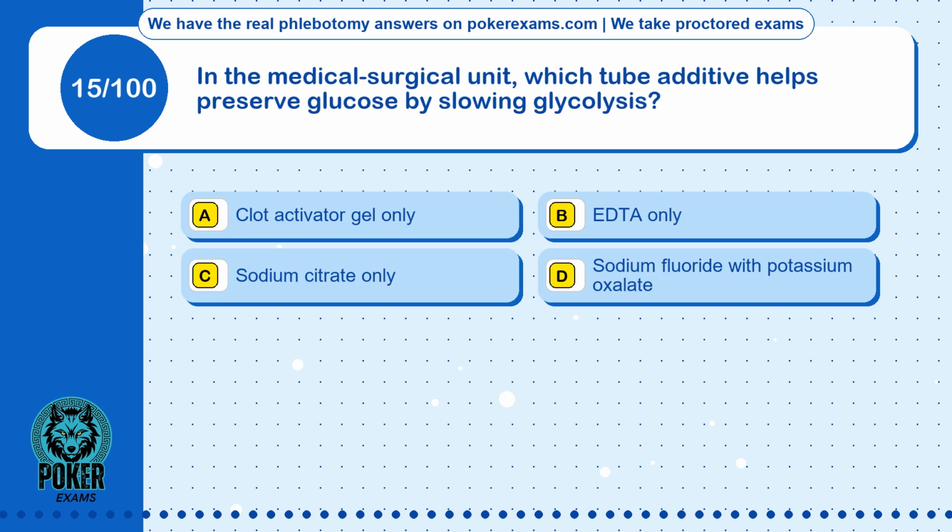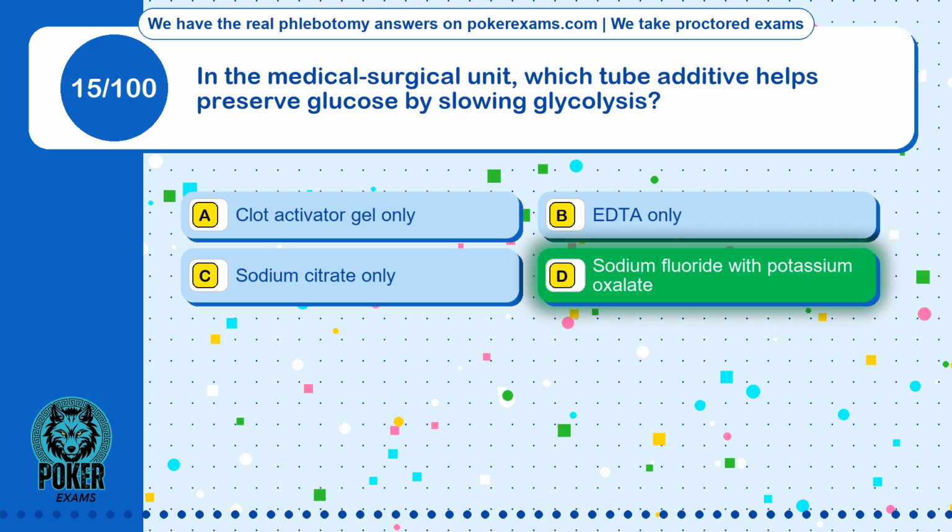Question 15. In the medical surgical unit, which tube additive helps preserve glucose by slowing glycolysis? Option A, clot activator gel only. Option B, EDTA only. Option C, sodium citrate only. Option D, sodium fluoride with potassium oxalate.